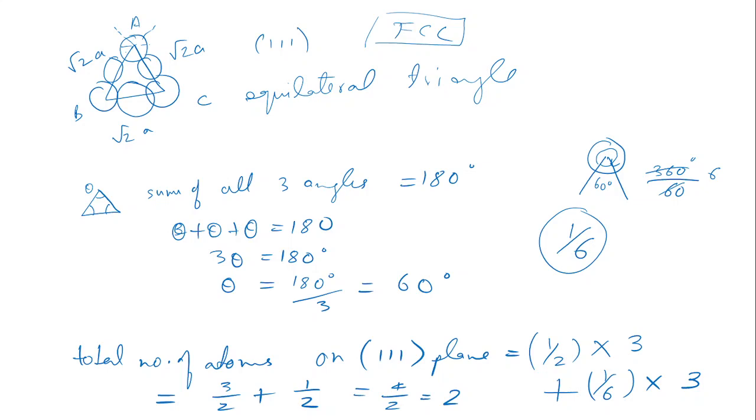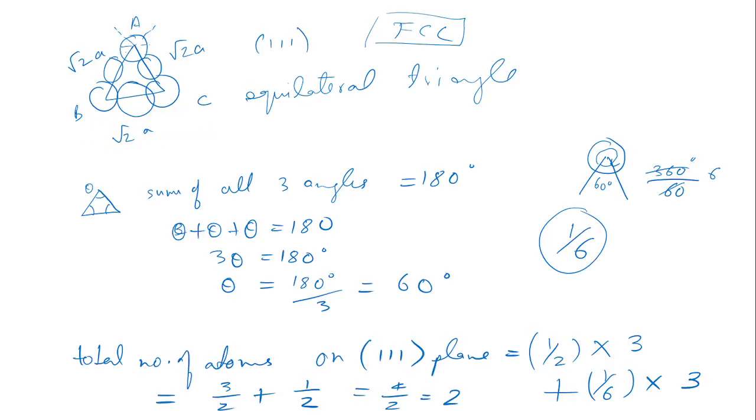Now how to find out the area of this plane? So our plane is something like this, right? All the edges are equal, root 2a, root 2a, root 2a. That is also clear. We need to find out the area of this triangle ABC. Now we know area of triangle is half times the base times the height.